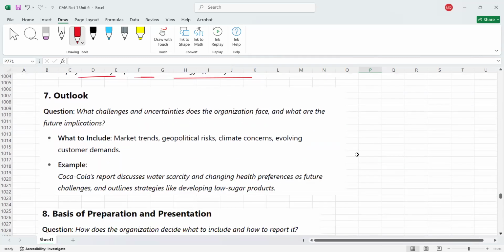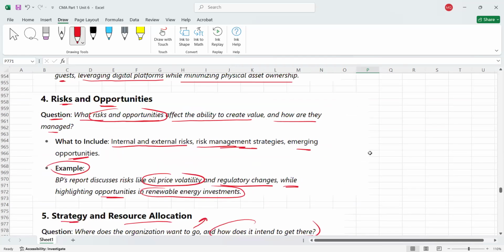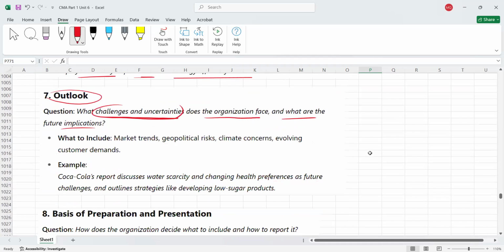Then we got section number 7, which is about the outlook. Outlook simply means what challenges and uncertainties the organization faces, and what the future implications are. We also have one section about risks and opportunities, which is quite similar to that. So what to include here? You can include information about market trends, geopolitical risks, climate concern, and evolving customer demand.